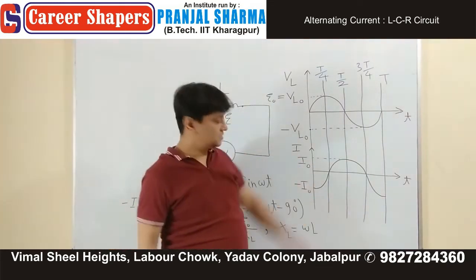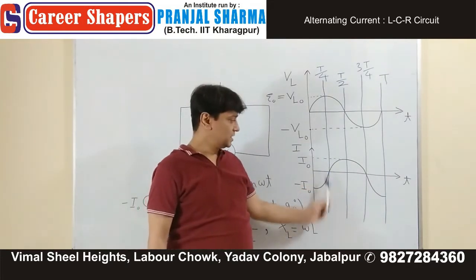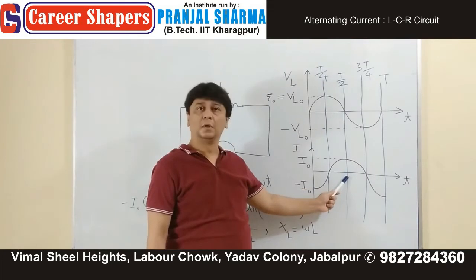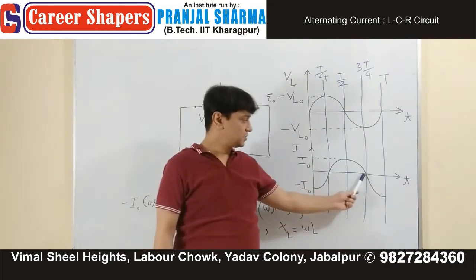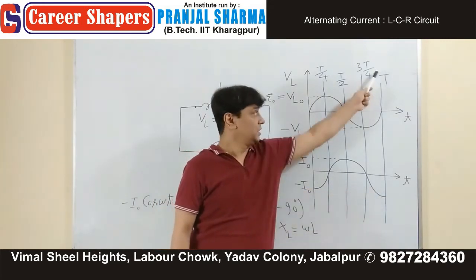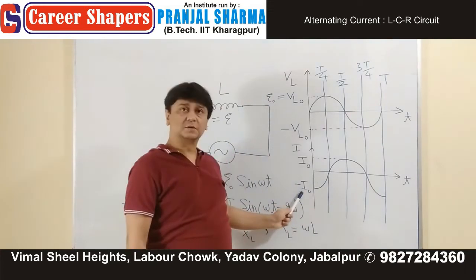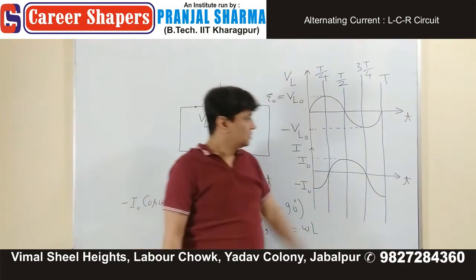Same partitions. Partitions means when time is T by 4, current is 0. When time is T by 2, current in the circuit is maximum. When time is 3T by 4, current becomes 0. When time is capital T, current is minus of I naught. Draw this thing.